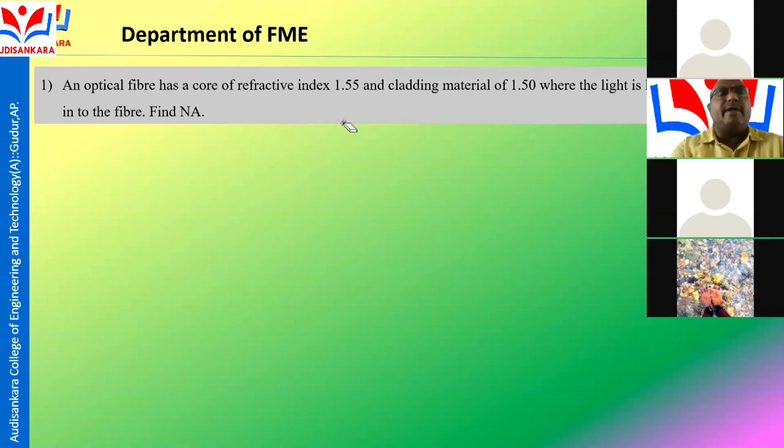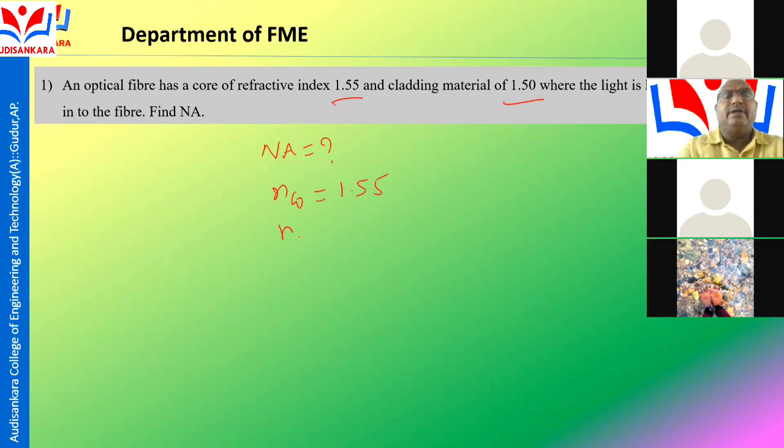So the next problem: an optical fiber has a core refractive index of 1.55 and cladding of 1.50. Light is launched from air into the optical fiber, and then find the numerical aperture. So we have to calculate the numerical aperture NA. NCO is equal to 1.55, NCL is equal to 1.50. Then you will calculate the numerical aperture. Yes, so please solve the problem.